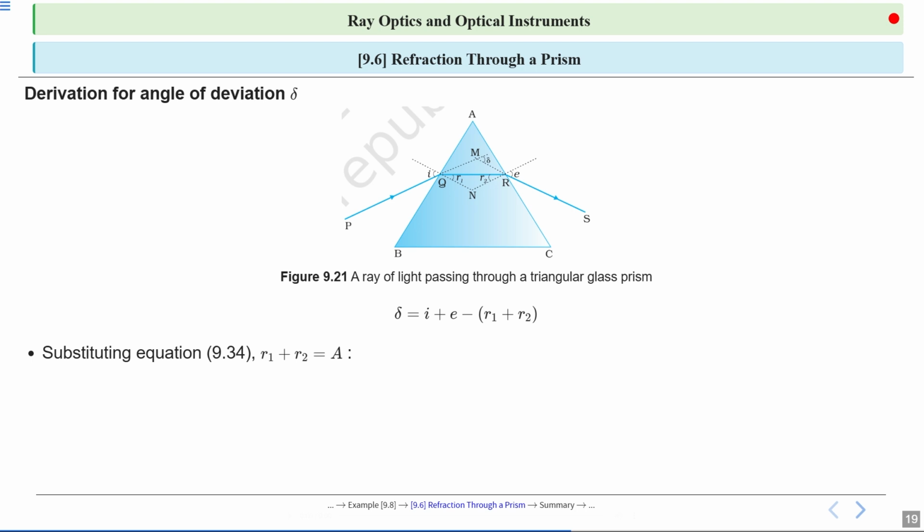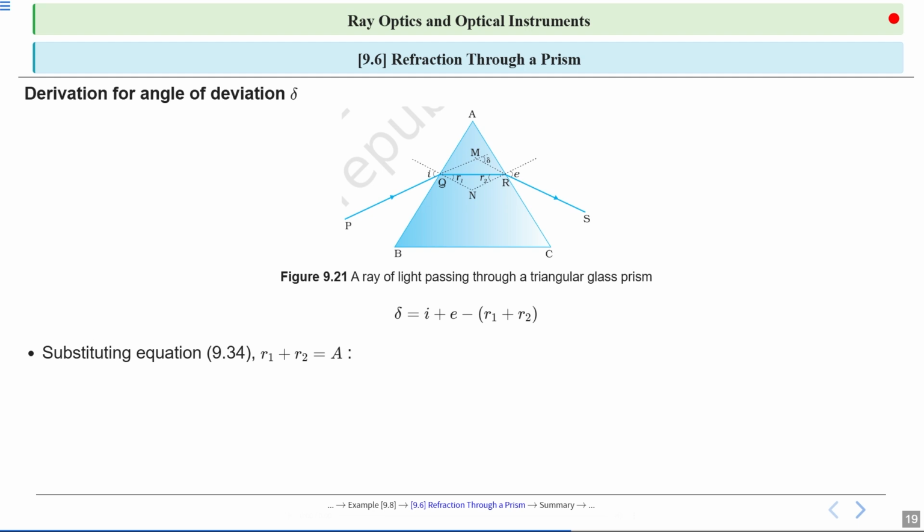So in this step, we substitute equation 9.34, which states that the sum of the angles of refraction R1 plus R2 equals the angle of the prism A. This substitution simplifies our equation and is a critical step in deriving the final expression for the angle of deviation.